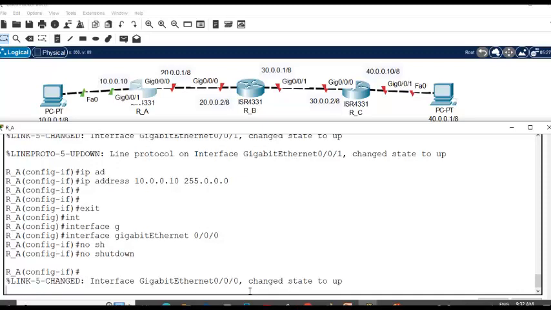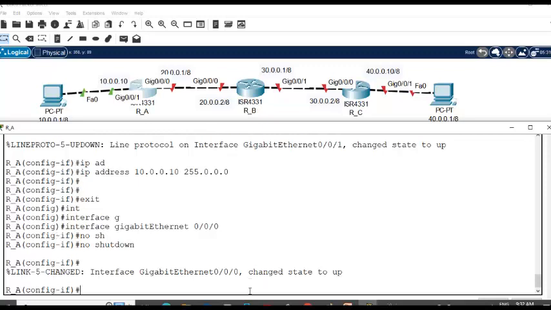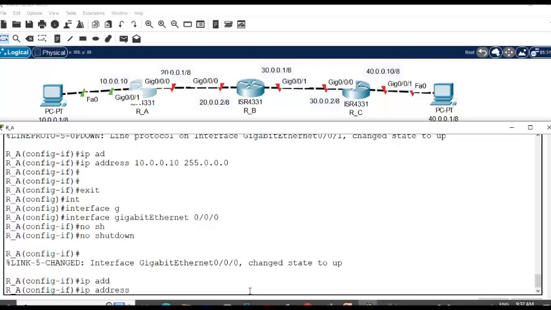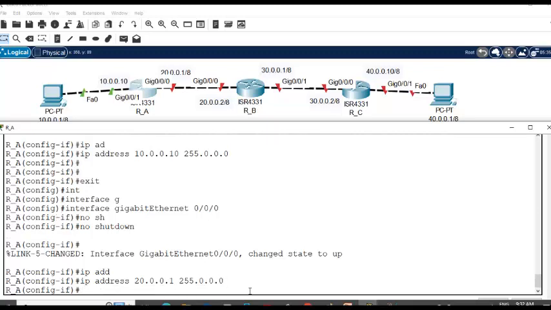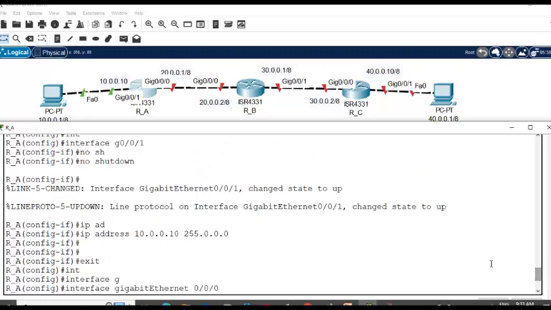Please pay attention here. When I said no shutdown on G0/0/1, I saw two lines up, up. This line protocol up did not come. Here it is only one up for this interface. Why? The reason is the other router is still not ready. That is why. So don't worry about that.